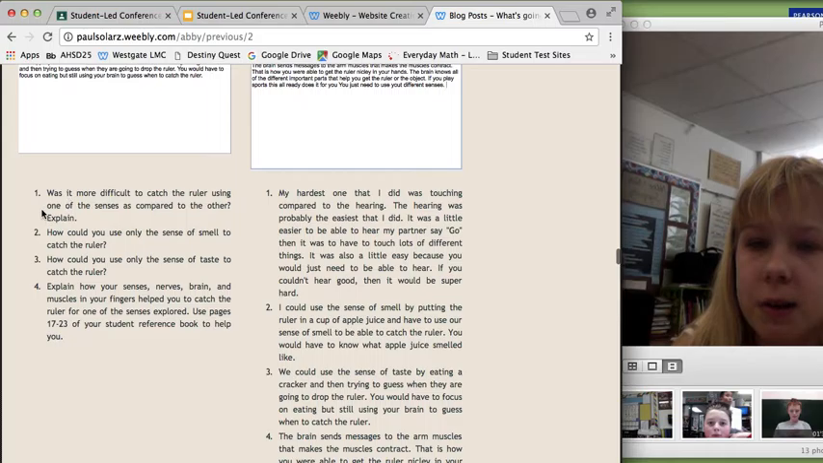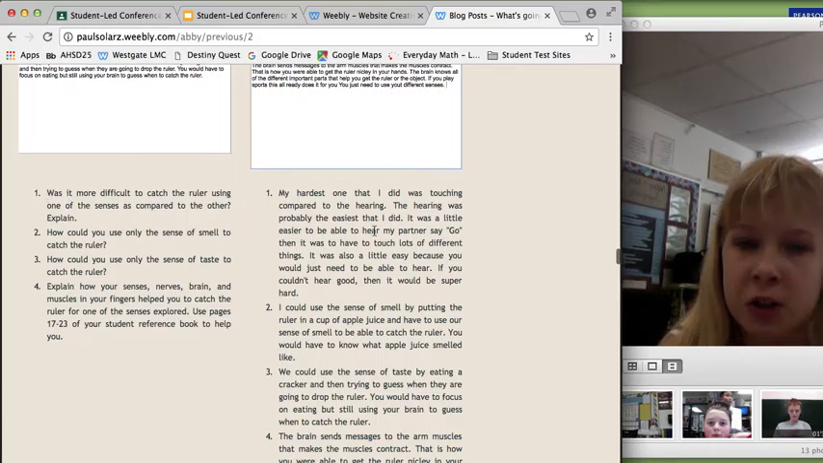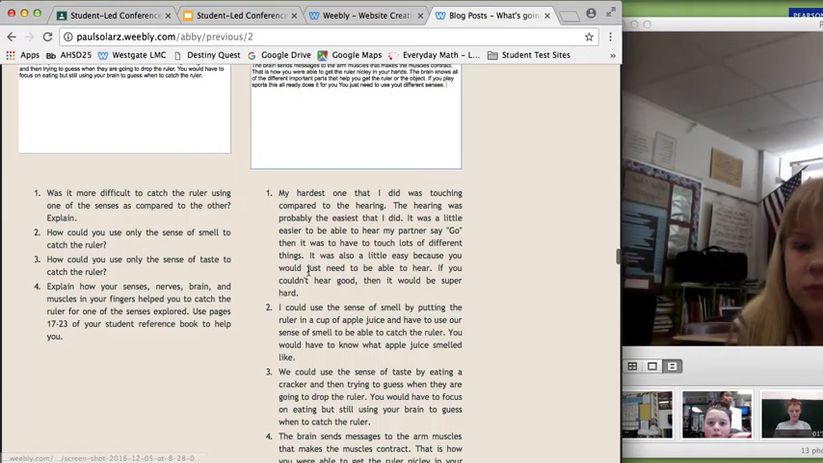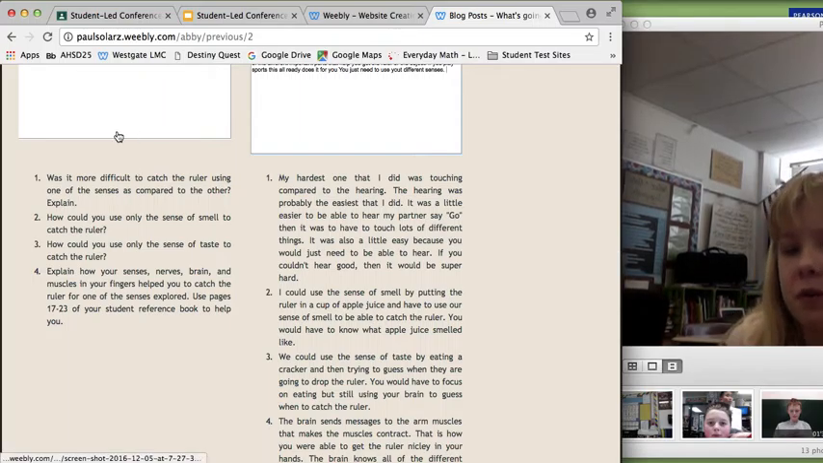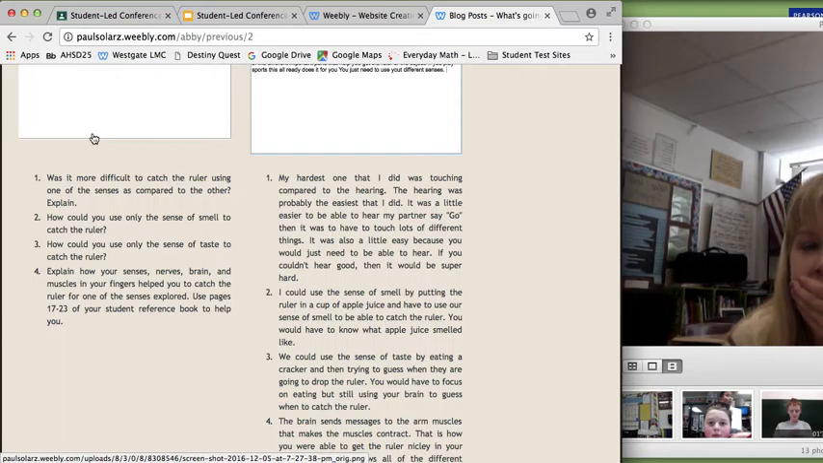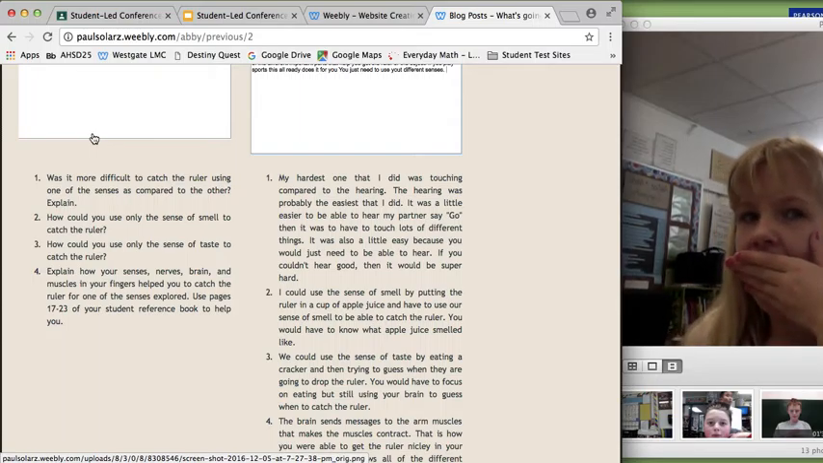Okay, and then I did my reflection questions. I know I did put reflection questions and answers, but it doesn't matter. So the questions were, was it more important to catch the ruler using one of the senses as compared to the others? Explain.